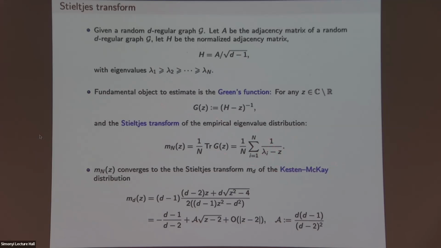So we know the empirical eigenvalue distribution converges to the Kesten-McKay distribution. So the Stieltjes transform of the empirical eigenvalue distribution should also converge to the Stieltjes transform of the Kesten-McKay distribution. Explicitly, you can compute it. It's given by this. And if you zoom in around the edge location 2, it has the square root behavior given by this A times the square root of z minus 2. Essentially, if you look at the imaginary part of the Stieltjes transform, it recovers the density.